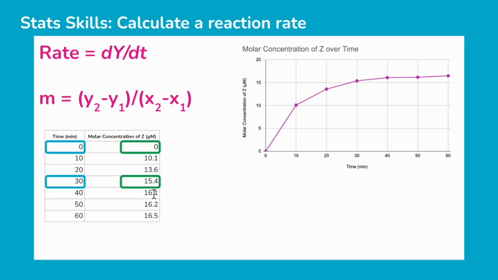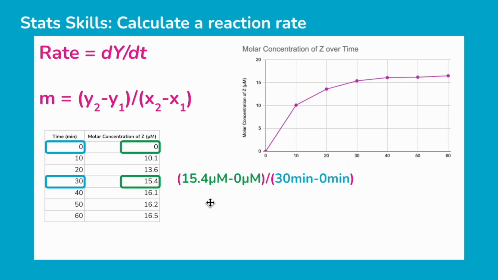So we would set this up by first looking at the molar concentration for our y values here. Again, that's graphed on the y-axis. And again, we're looking at the rate, so dy over change in time, dt. So we'll look at time in a moment. We'll set this up by using amount 2, so that's 15.4, minus amount 1, which is 0 here. And those are going to be our y values in our slope equation. Remember to include the units if you're writing out how you would set this formula up on the AP Bio exam.